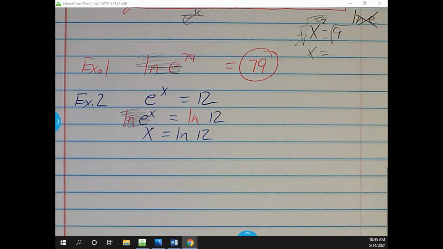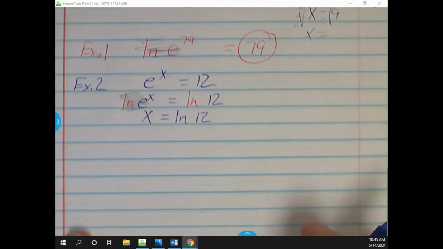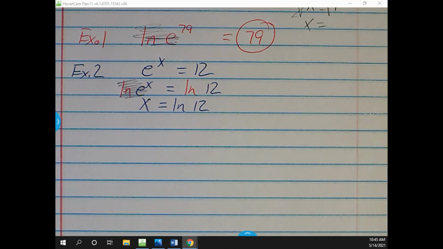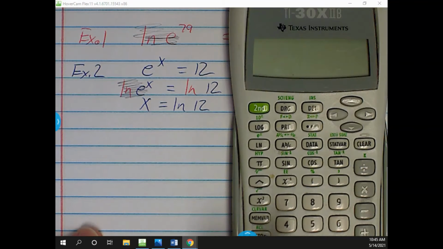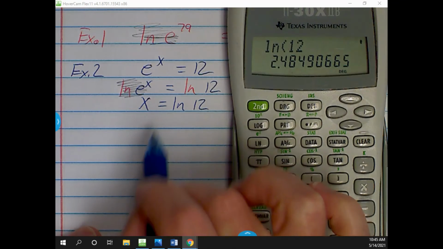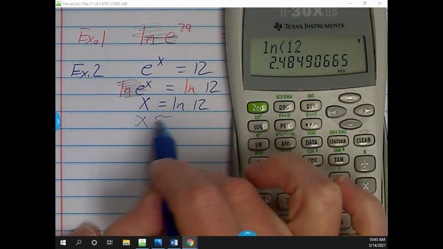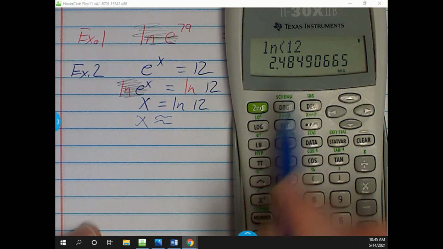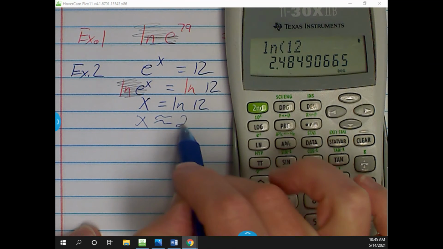Then from there, it's going to say, write this answer in decimal form to 1 or 2 or 3 or 4 decimal places. And from there, it's just a calculator problem. Hit your ln button, put in 12, hit equals, and there you go. You've got the number you're looking for. So this was 3 decimal places, that would be 2.485.